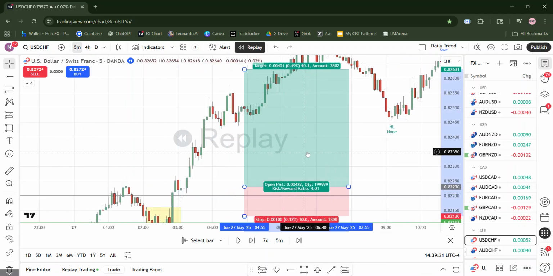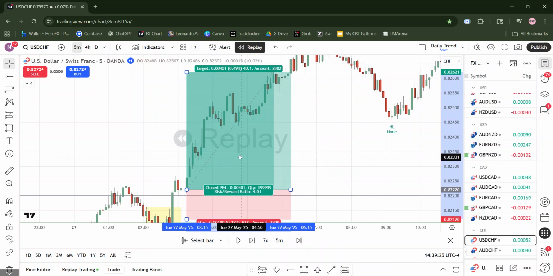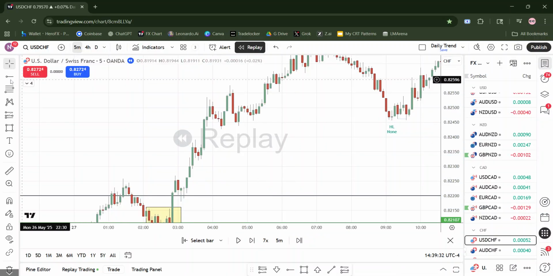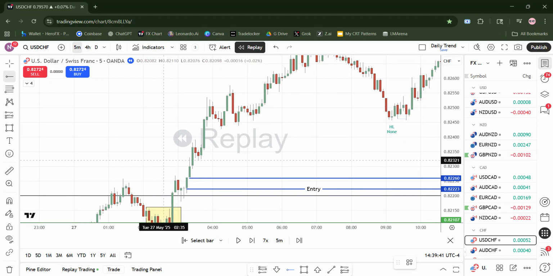Let's see, make this a little bigger with 1, 2, 3. So entry right there at 3:15. So entry could have been right there. That could have been entry 1. Then 2 and 3 right there.